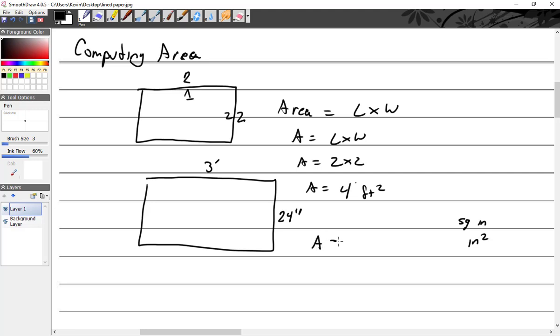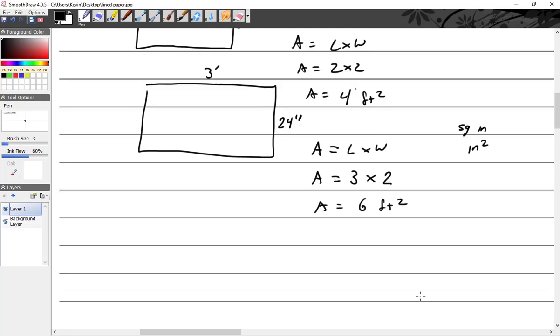All right, so we can go area, and I'm going to show you where everybody screws up. Area equals length times width. So they did 3 times 24? No, no, no. We could make it simple. 3 times, how many feet is that? 2. So area equals 3 times 2, so it's 6 feet squared. And I promise you, that would be one of the answers on the test. That's wrong.